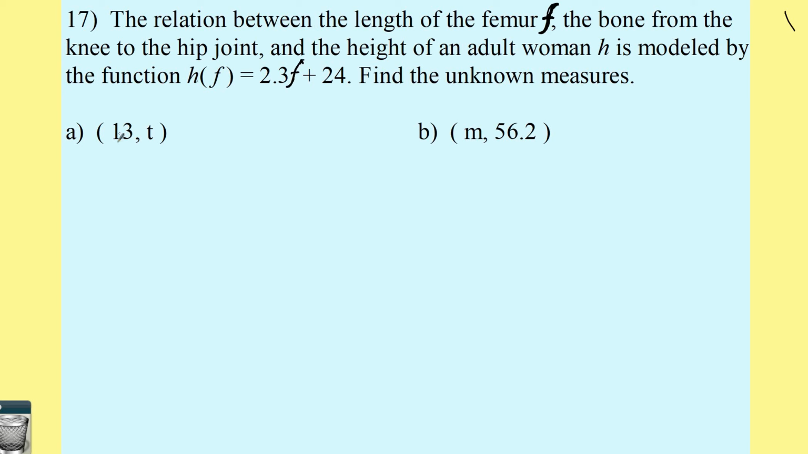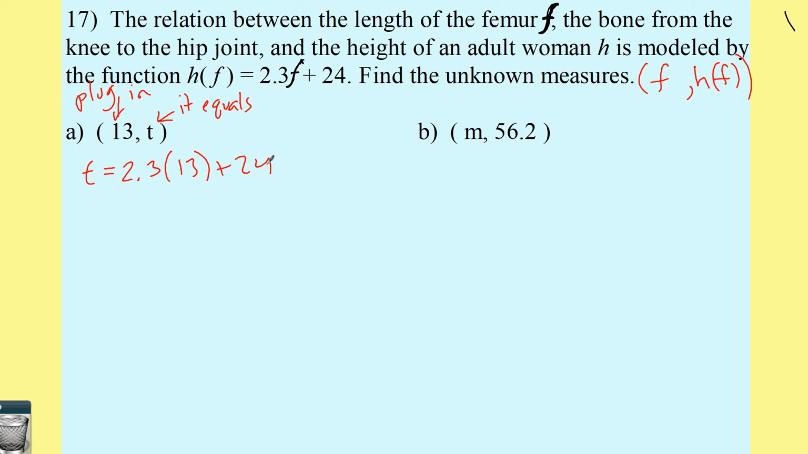So 13 comma t. Well, remember how they wrote this. H of f is just your fancy y. So if h of f is my y, then my x must be what I'm plugging in, which is f. So look what we have here. This is what we plug in, and this is what it equals. So here we're going to have t equals 2.3 times 13 plus 24. So let's see, 2.3 times 13 is 29.9. Then we're going to add 24 and we get 53.9. So t is 53.9.